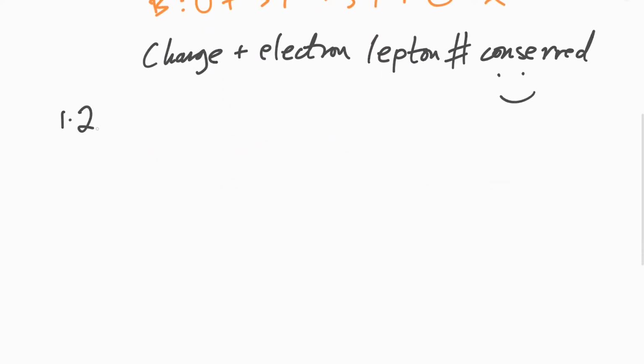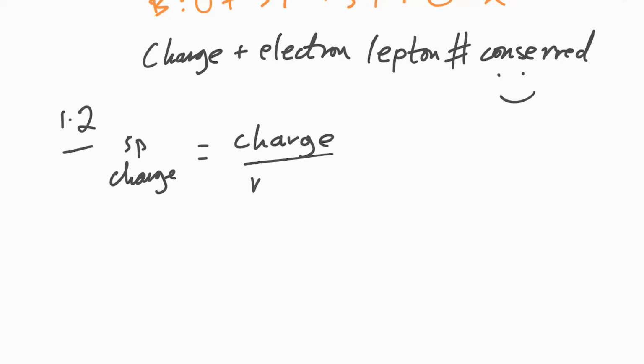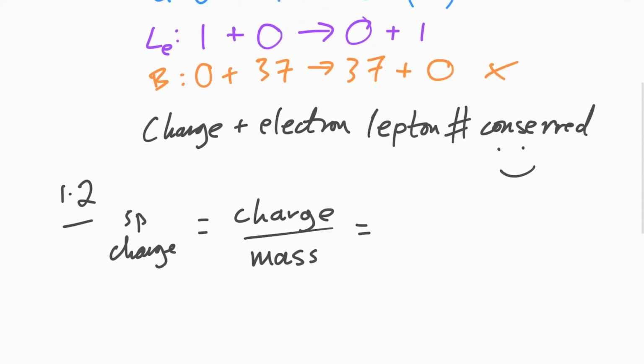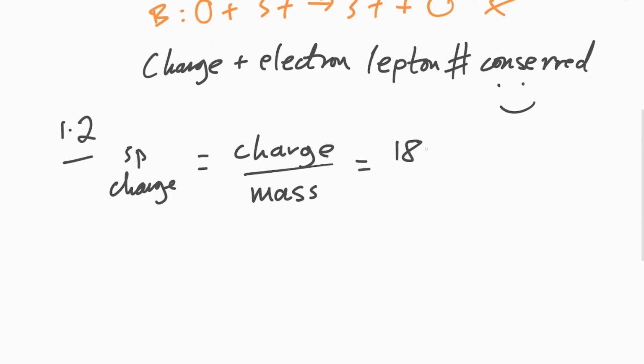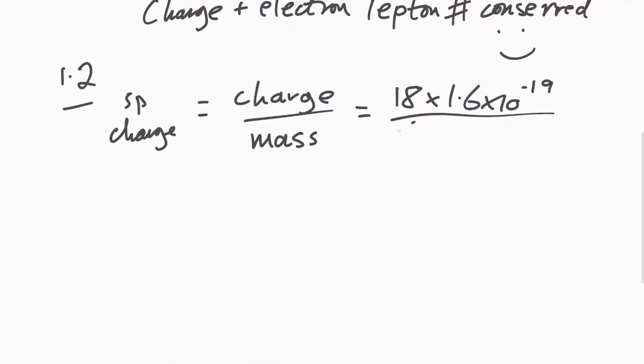Okay, 1.2, calculate the specific charge of the argon-37 nucleus. Specific charge is just charge to mass ratio. So that's just charge. I'll try and make my writing better, fine. And so that's going to be, for the argon-37, 18 protons, so that's 18 times 1.6 times 10 to the -19, divided by, I think we can just treat all the nucleons as the same, so 37 times 1.67 times 10 to the -27.